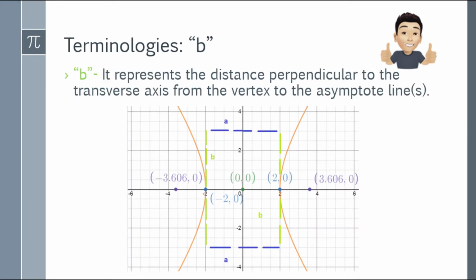Alright, next one. Kanina meron tayong a at c. Ngayon, syempre meron din tayong b. Ano ba tong b? B, it represents the distance perpendicular to the transverse axis from the vertex to the asymptote line. So, mamaya magigets natin yan. Bakit nga ba may b? Para saan yung b? For starters, ito yung mag-direct kasi ng curve nyo ng hyperbola.